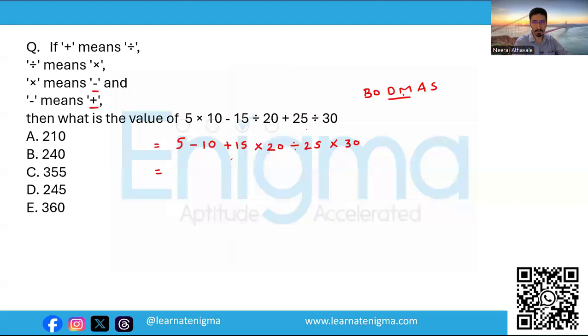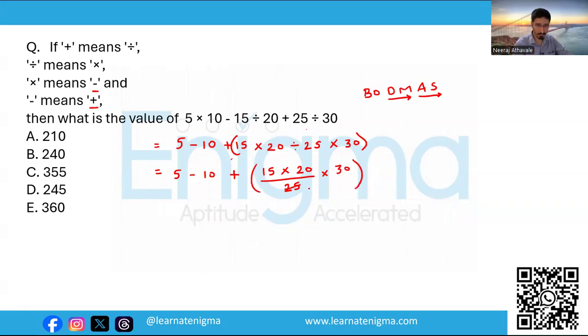Okay. Remember, division and multiplication are of the same level. So you have to go from left to right if only those are there. Same thing applicable for addition and subtraction. We have to go from left to right. So first of all, let's identify we have division and multiplication here from this to this. So 5 minus 10 plus, so we have your 15 into 20, okay, divided by 25. So we can write it down like this and multiplied by 30.